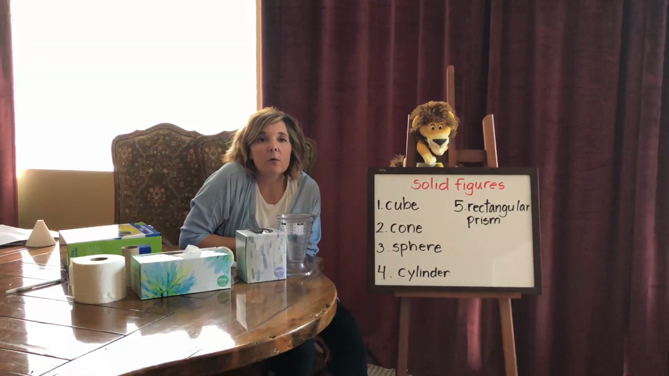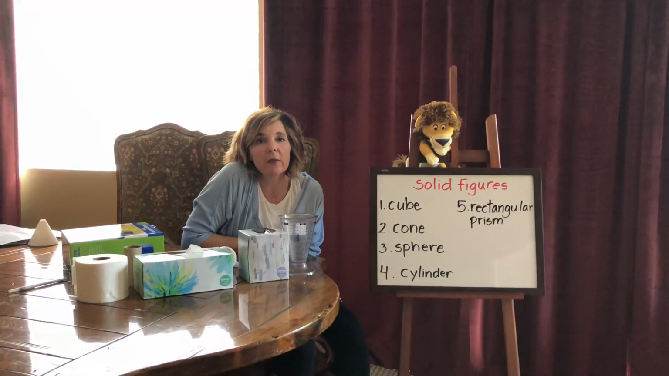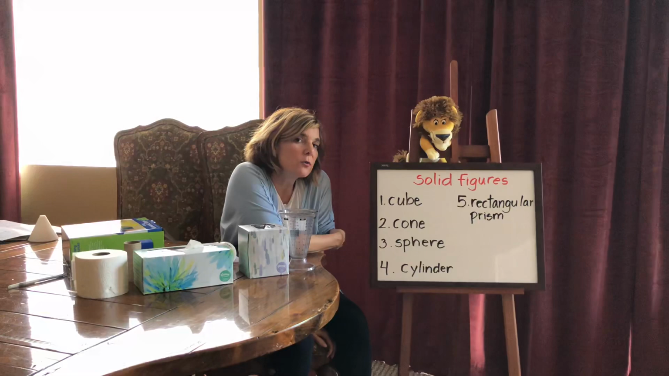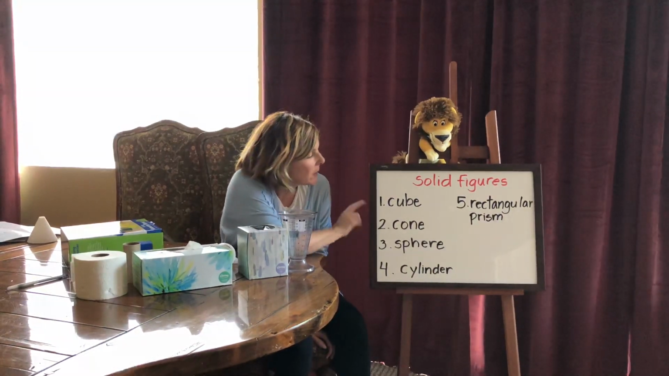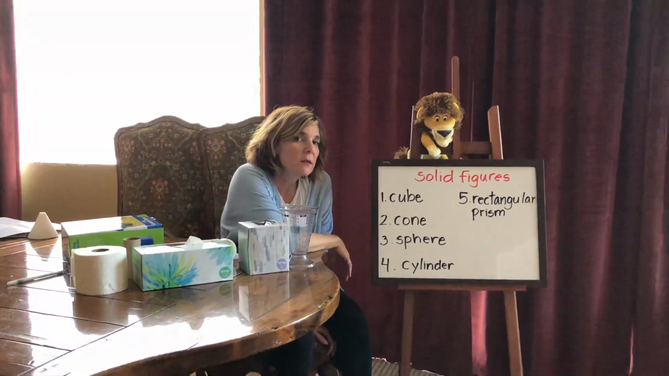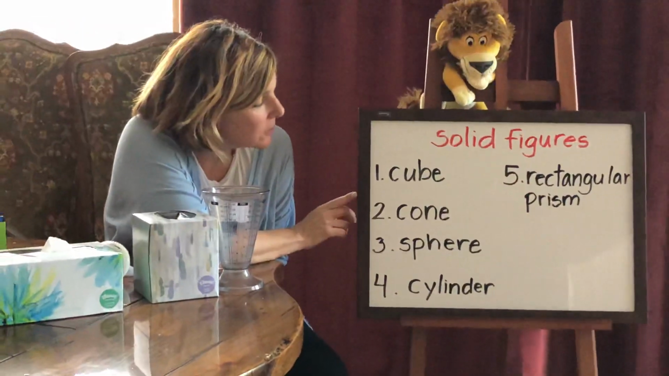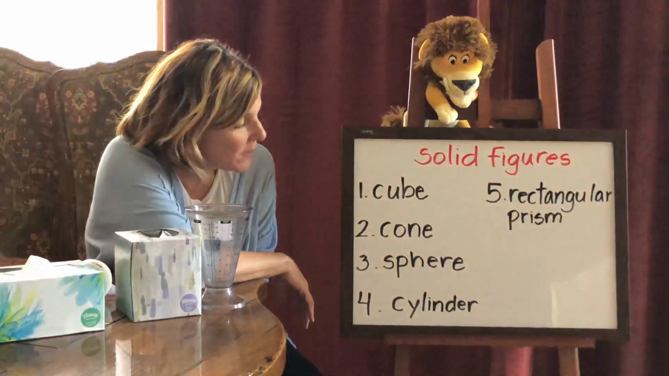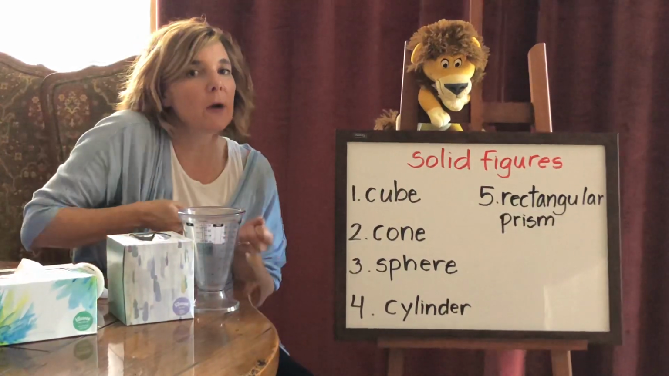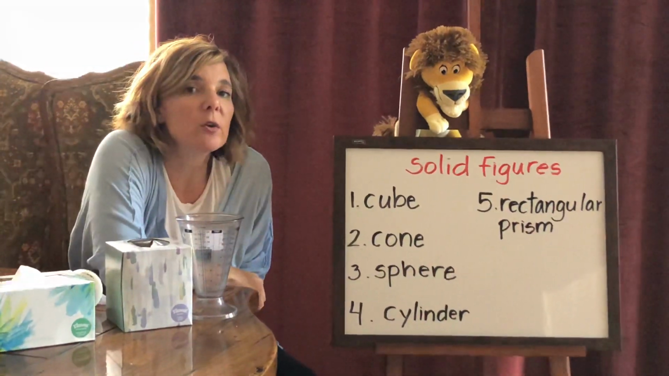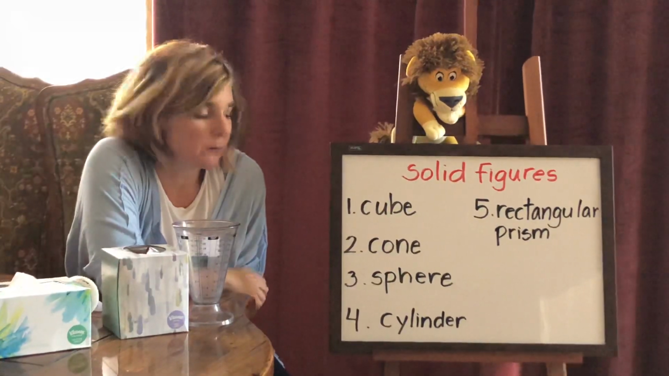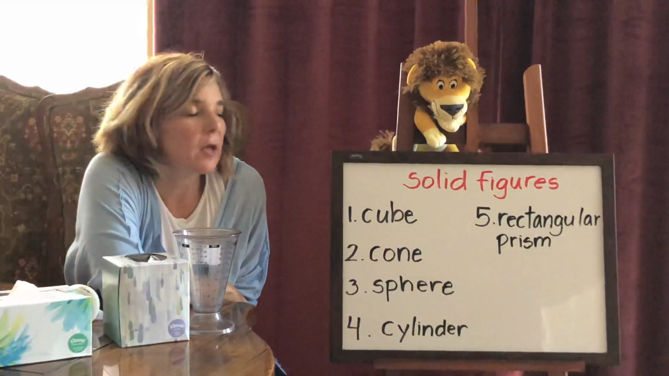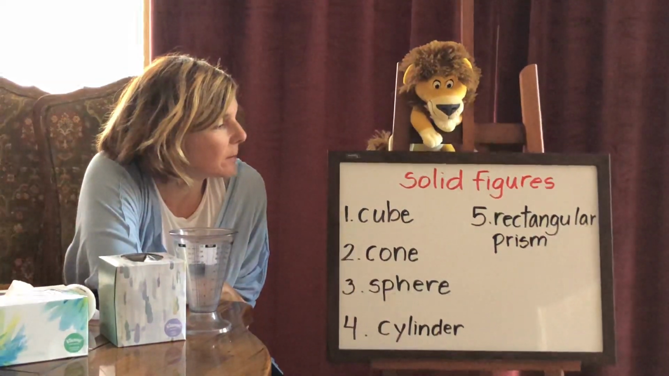All right, let's read our words that we need to know to go with our solid figures lesson. Over here on my whiteboard, I have all the words we need to know to name our solid figures. Number 1, can you read it with me? Cube. Number 2, cone. Number 3, sphere. Not a spear where I would poke someone, a sphere. Can you say that with me? Sphere. Number 4, cylinder. And number 5, a rectangular prism.